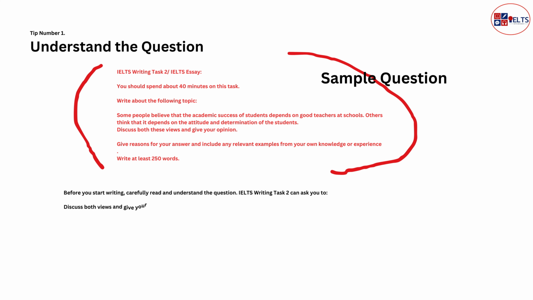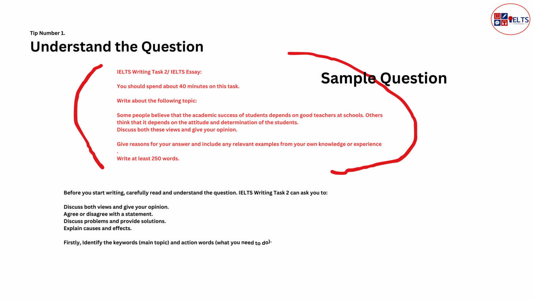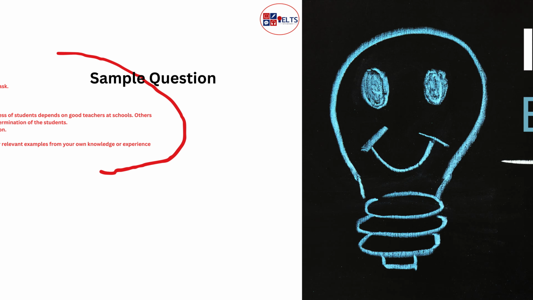IELTS Writing Task 2 can ask you to discuss both views and give your opinion. Agree or disagree with a statement. Discuss problems and provide solutions. Explain causes and effects. Firstly, identify the keywords, main topic, and action words, what you need to do. Secondly, make sure you answer all parts of the question, whether it's discussing views, problems, or solutions.